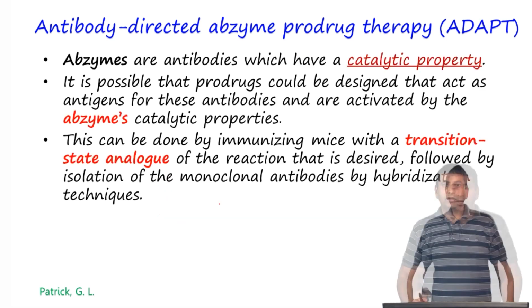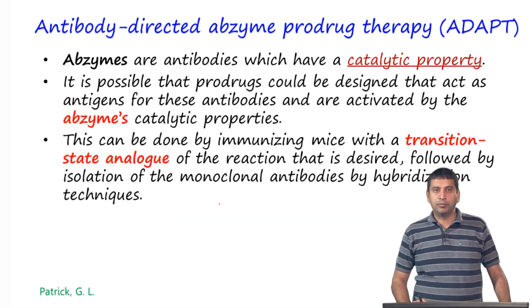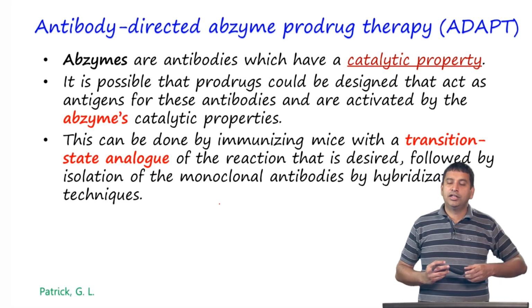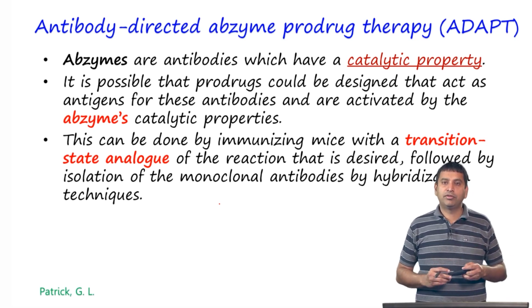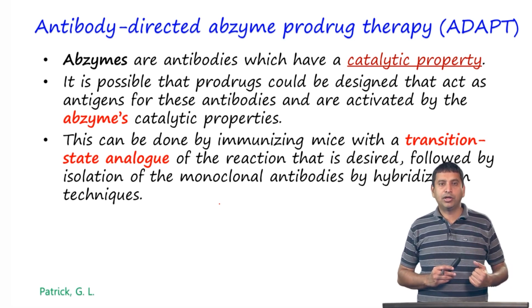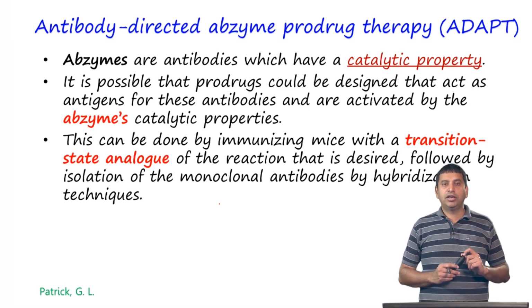Another interesting strategy in prodrug therapy is antibody directed abzyme prodrug therapy, which is called ADAPT. Abzymes are antibodies which have catalytic properties. These are relatively new in the literature, maybe 20-25 years old, and there are a number of antibodies which have catalytic properties. The concept is to exploit the catalytic property of these abzymes, so that you can activate the prodrug in the proximity of the tumor.